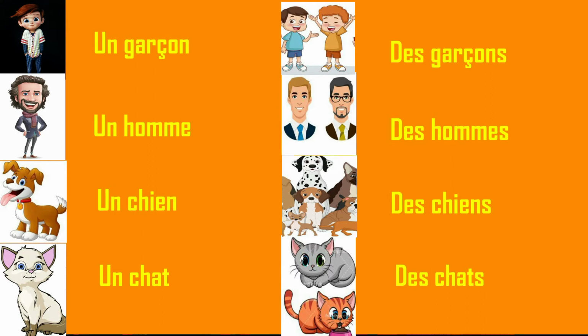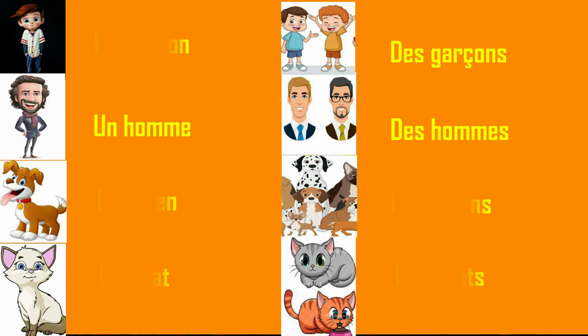Understood? Un garçon, des garçons. Just by adding des with the noun, we get the plural form. There may be some exceptions. First, to just learn, we add des with the singular noun to make it into plural.